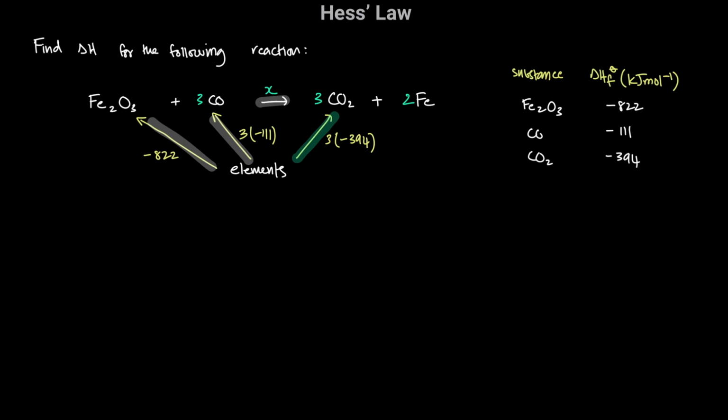So here we can say that negative 822 plus 3 times negative 111 plus X is equal to 3 times negative 394. So here we get X as negative 27 kilojoules per mole. So this is the enthalpy change for the reaction.